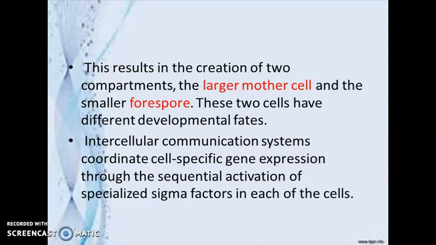There is an intercellular communication system which coordinates cell-specific gene expression through the sequential activation of specialized sigma factors in each of the cells.